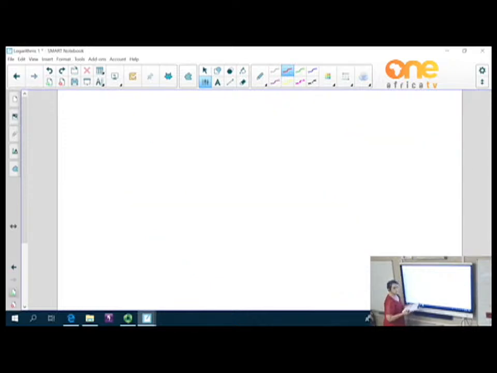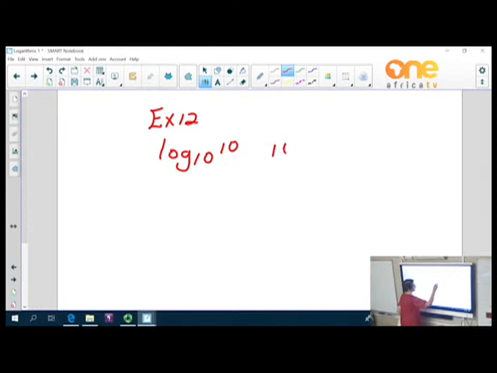Right, let's continue with exercise 12. Again, they say without calculator, so we just have to find it. So the first one looks like this, log base 10 of 10. Changing it to index notation is 10 to the power of what is 10 to the power of 1. And you can easily see that this one's answer is 1.